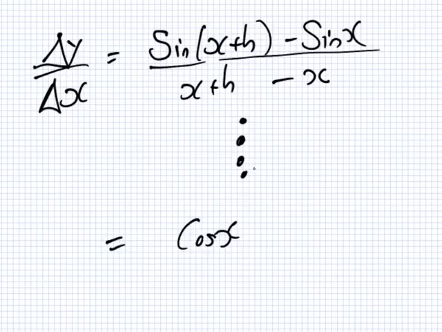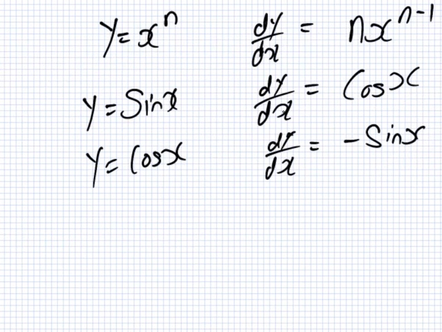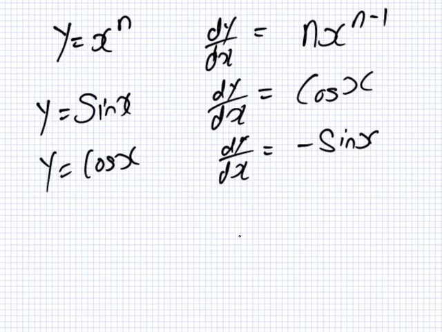Now the proof is actually too difficult for semester 1. We can't actually prove it till semester 2. So what I'm doing is I'm just giving you the results. That's all you need for this semester. These are in the formula book as well for the exam. So sine x becomes cos x, and cos x will become minus sine x when we differentiate.